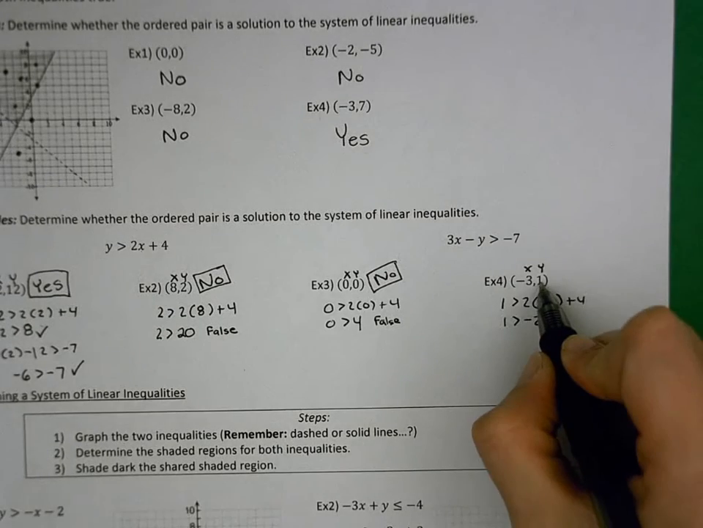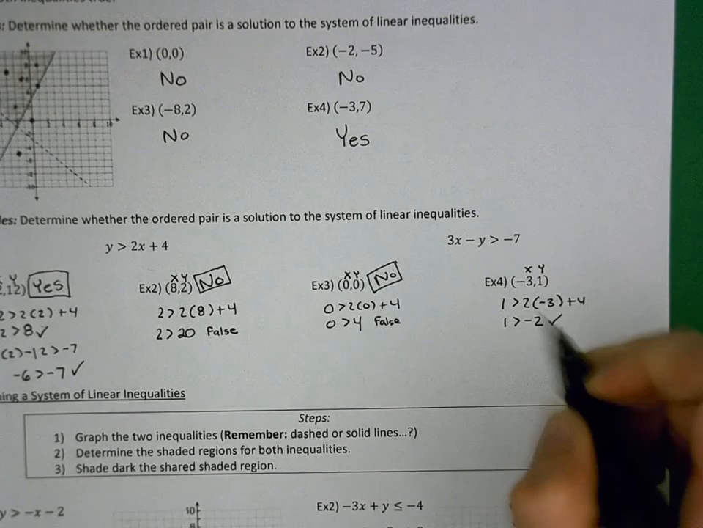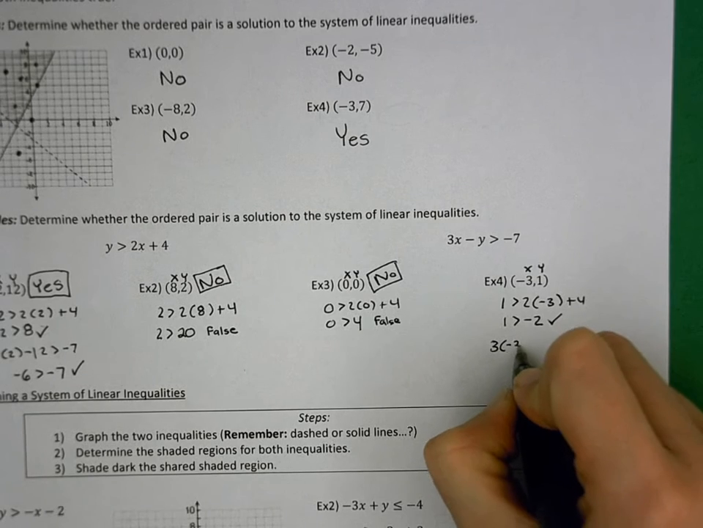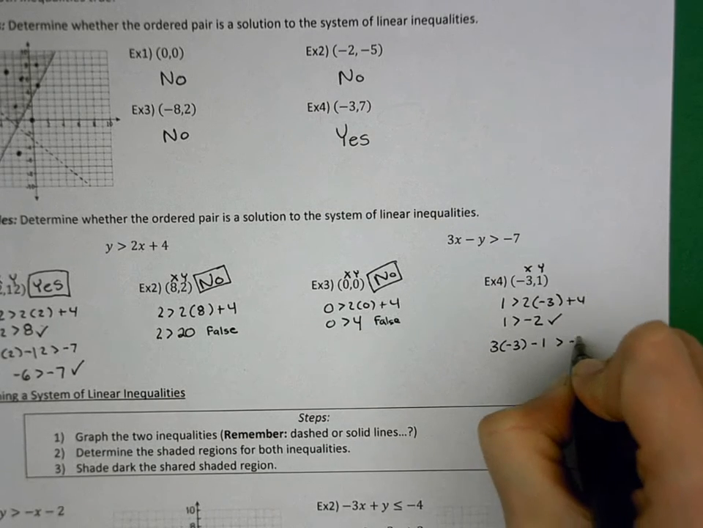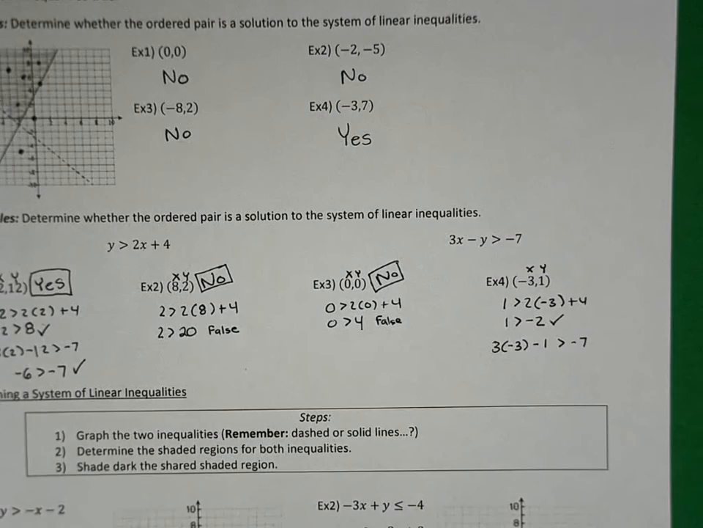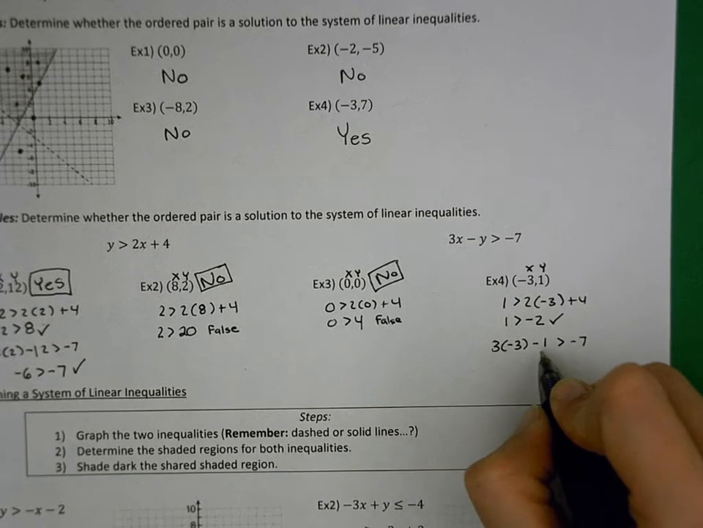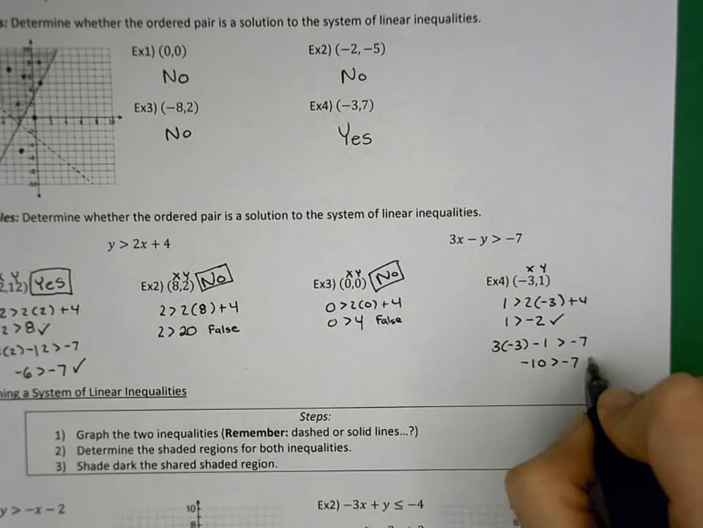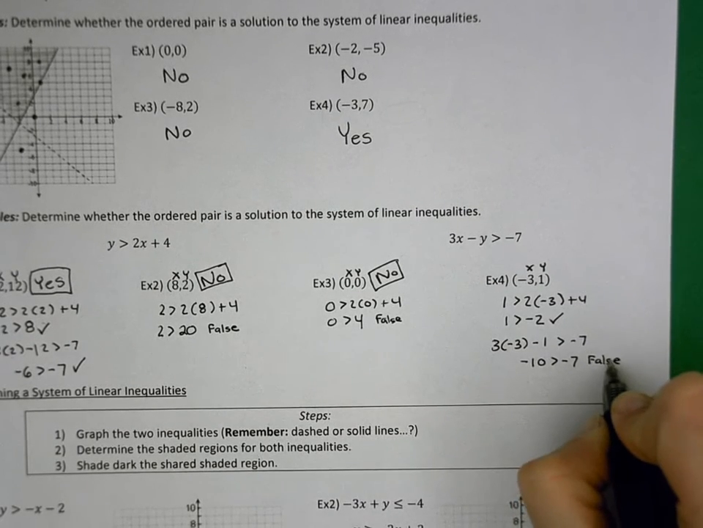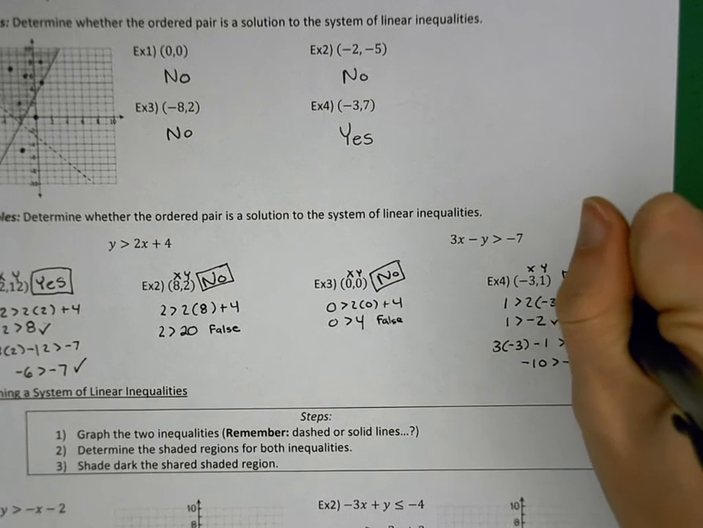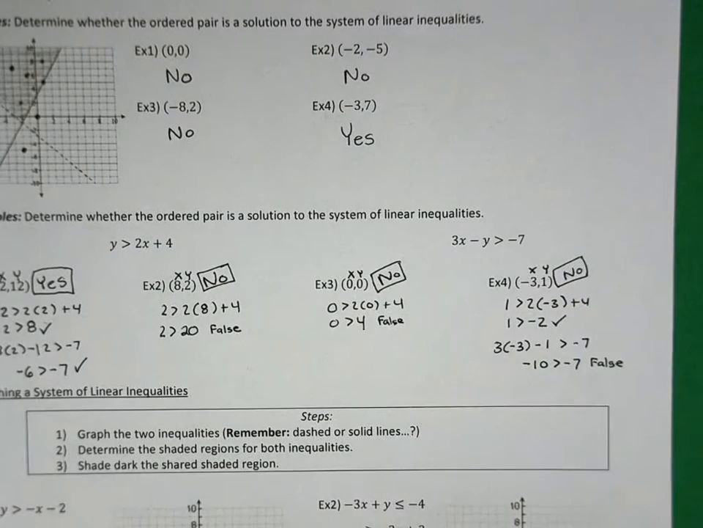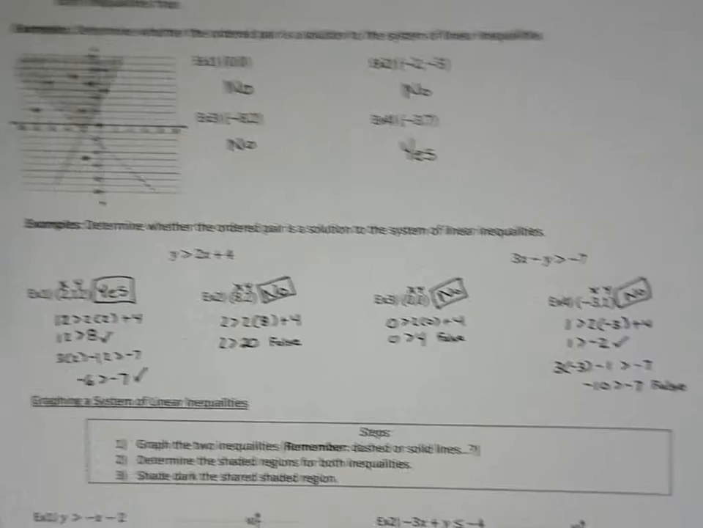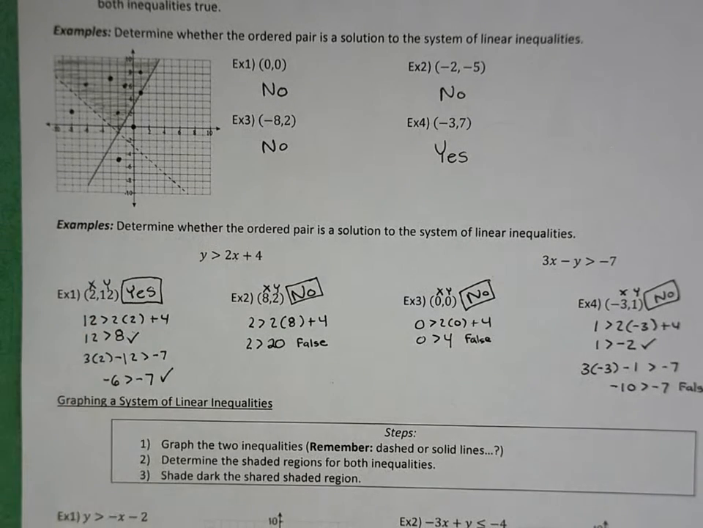Okay, so when I plug in 1 into the y, negative 3 into the x, I get 3 times negative 3 minus 1 is greater than negative 7. 3 times negative 3 is negative 9 minus 1 is negative 10. And is negative 10 greater than negative 7? It is not. So this is not a solution, because it makes that second one false. Okay, so that's what it means to be a solution of a system of inequalities. 2 ways to check, depending on whether or not you were given a graph or you were given 2 inequalities.